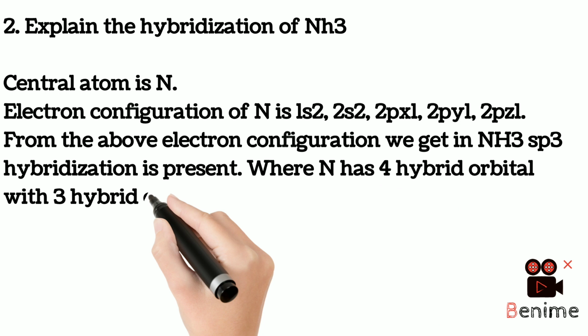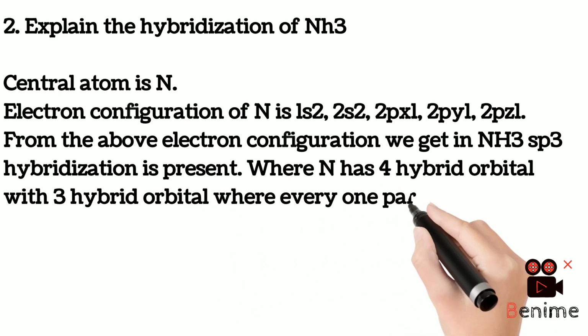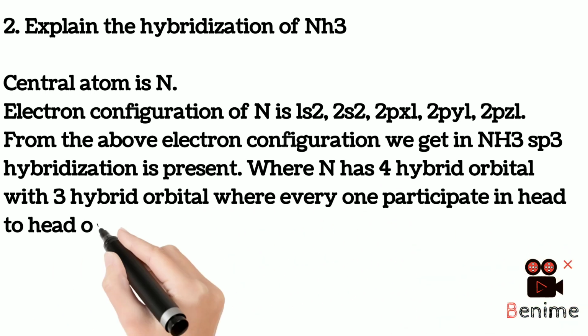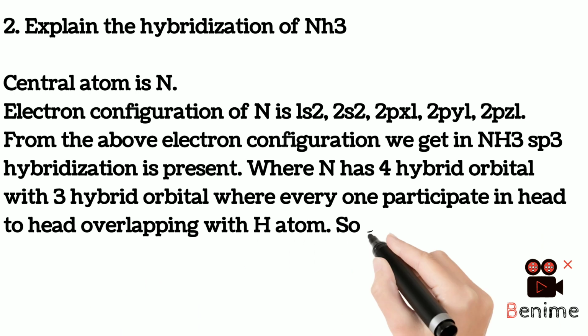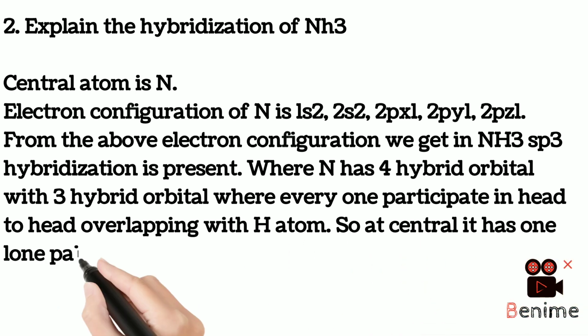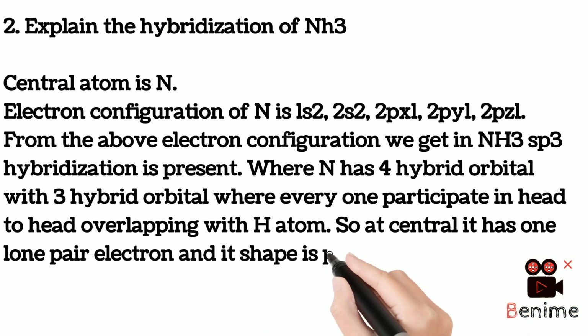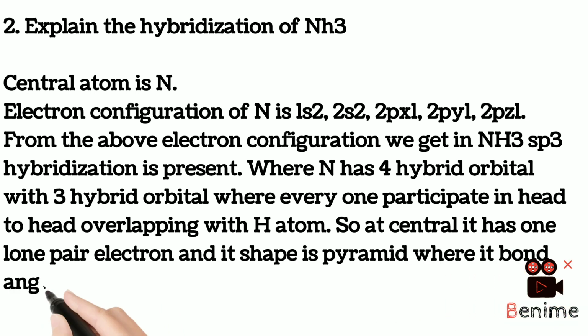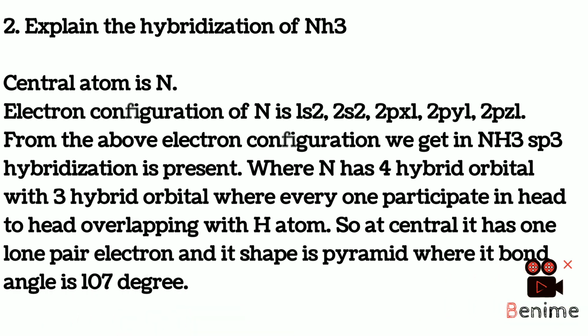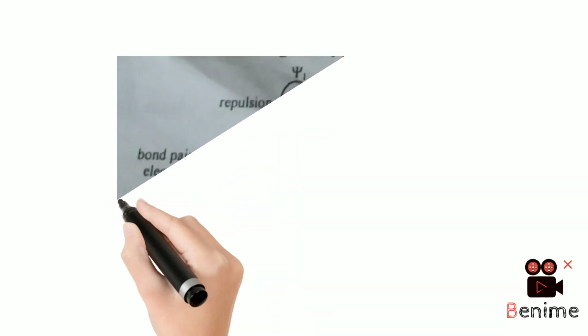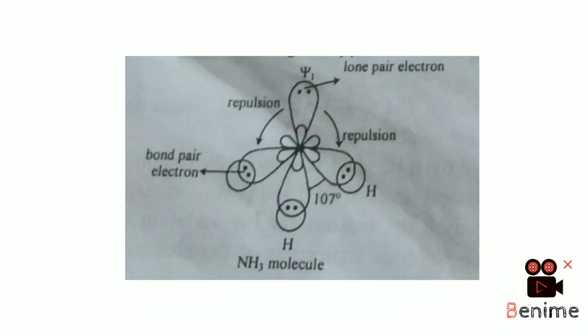Here N has 4 hybrid orbitals, of which 3 hybrid orbitals each participate in head-to-head overlapping with an H atom. So at the center it has one lone pair of electrons and its shape is pyramidal, where its bond angle is 107 degrees. This is the figure of NH3 hybridization.